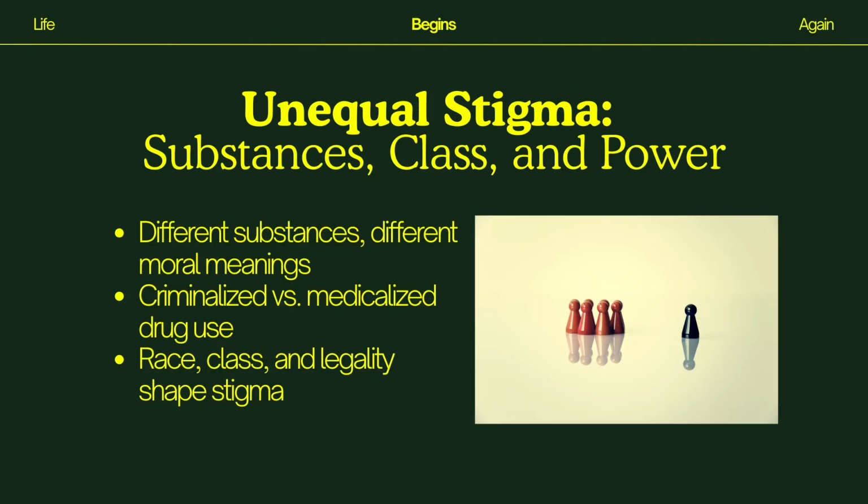Stigma is not applied equally across substances. Drugs like crack cocaine are heavily criminalized and moralized, while substances like alcohol or prescription opioids are more likely to be medicalized. This difference is not about the pharmacology of the drug, it's about social power. Research shows that race, socioeconomic status, and legality strongly influence whether someone is viewed as a patient deserving care or a criminal deserving punishment. In this sense, stigma reflects broader social inequalities, not just individual behavior.